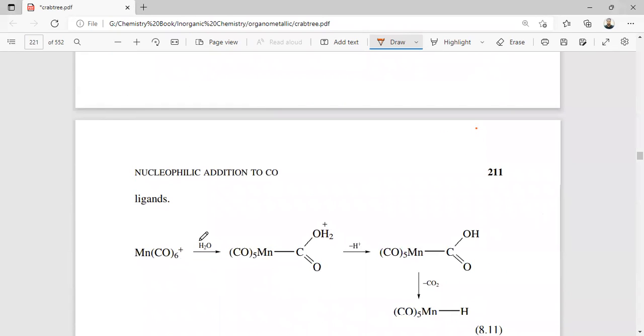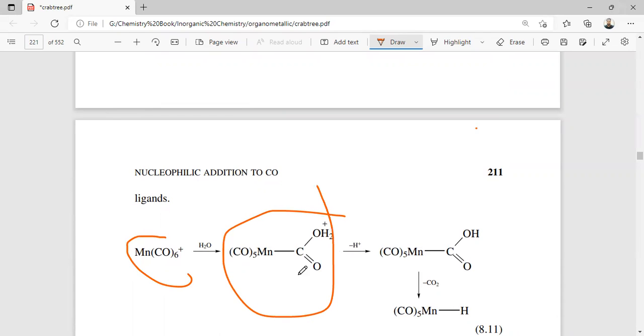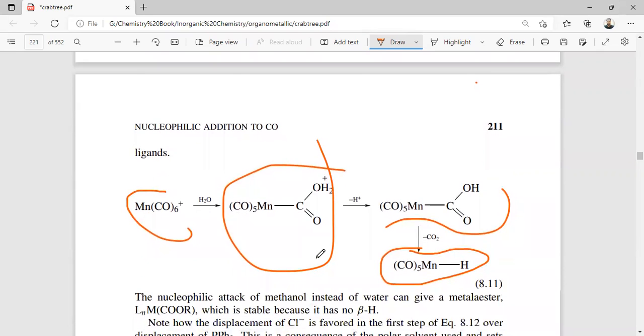So here the water molecule is attached to the CO molecule to form this intermediate, where upon elimination of the hydride. From this acid type intermediate, which is a very unstable intermediate, CO2 will dissociate to form this metal hydride upon beta hydride elimination. So this is one classical example to remove the CO and form the metal hydride intermediate.